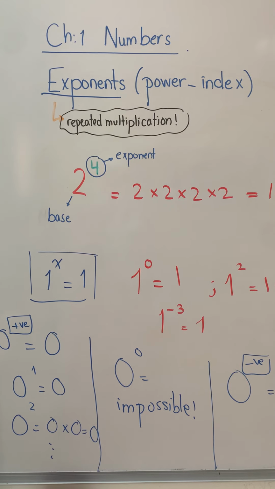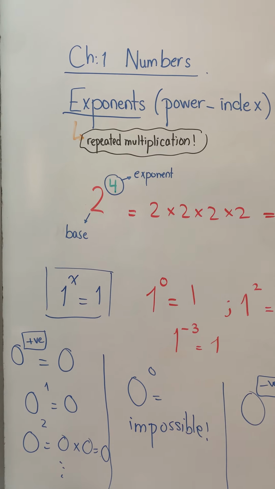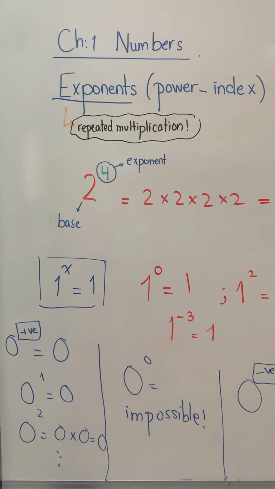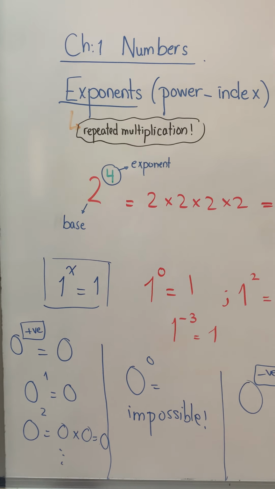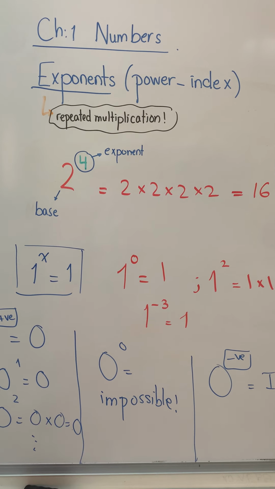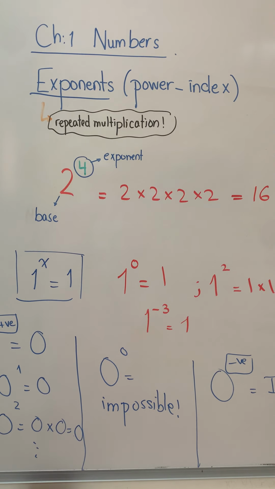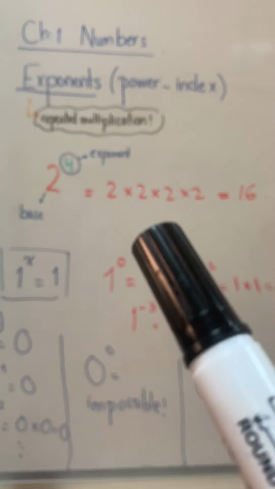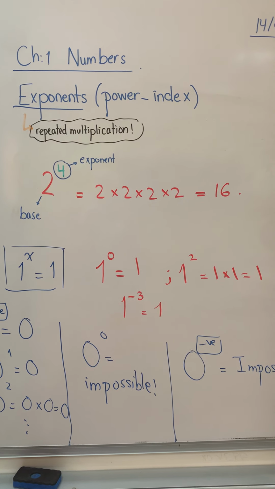Always remember that the exponents are found on the upper right side of the number, and the bottom part we call the base, from the word basement, so it's the number that is down, okay? So it means repeated multiplication. The exponent tells me how many times I should factor the base, meaning how many times I should multiply the base by itself. So 2 raised to the power 4 is equal to 2 times 2 times 2 times 2, which is 16.